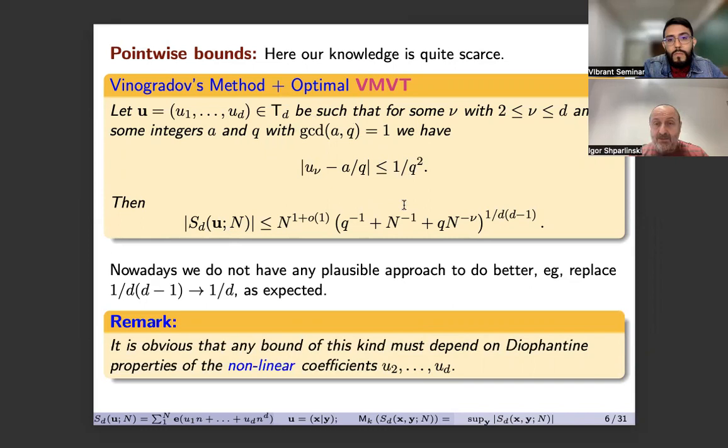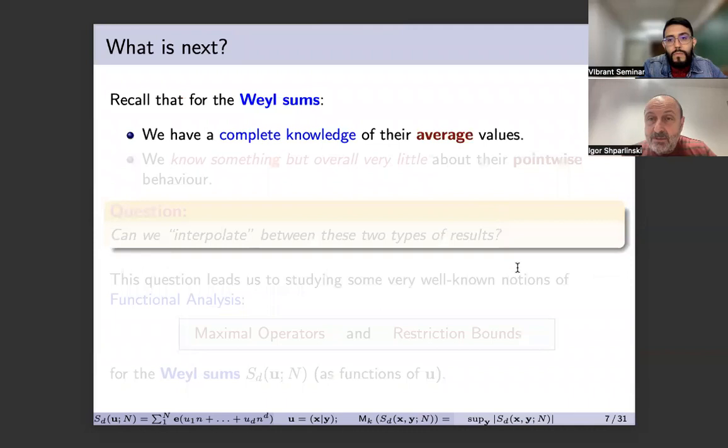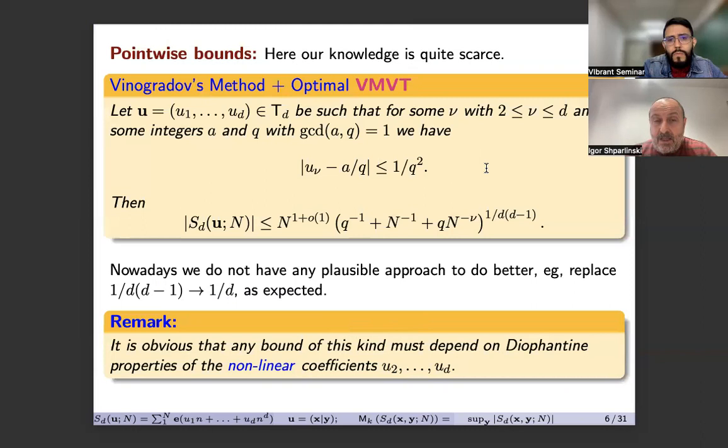But what you get out of this condition is what you can do nowadays, and we don't know how to do better. Do you know if you can do better if you suppose that two of the u_i have good approximation? No, not really. There's no natural condition which will allow you to lower this.